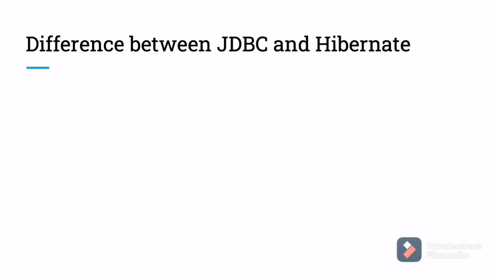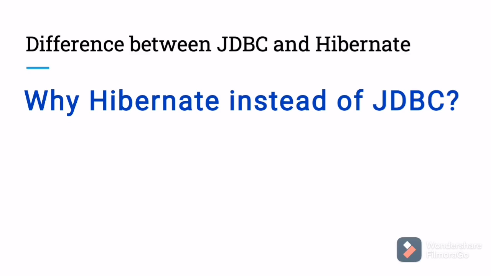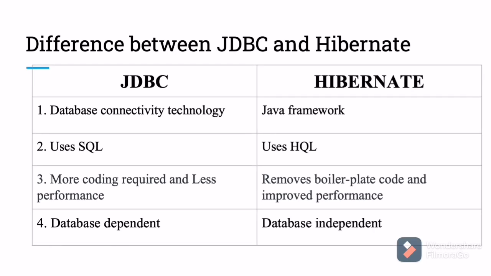What is the difference between JDBC and Hibernate? This question is similar to why we should use Hibernate instead of JDBC. Let's see them. JDBC is a database connectivity technology, whereas Hibernate is a Java framework. JDBC uses SQL, Hibernate uses HQL. And the most important point, in JDBC, coding time will be more and also there will be lesser performance, whereas in Hibernate, it removes boilerplate code. So coding time will be reduced and also performance will be improved. And JDBC is dependent on the database, whereas Hibernate is independent of databases.